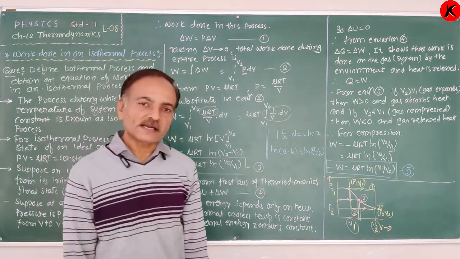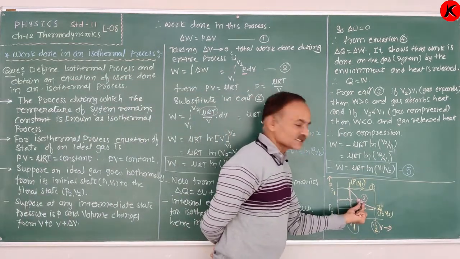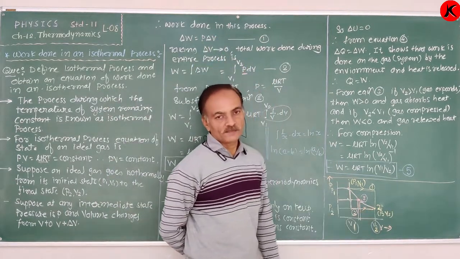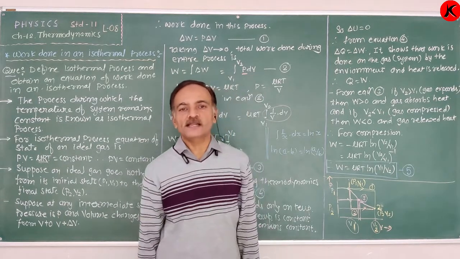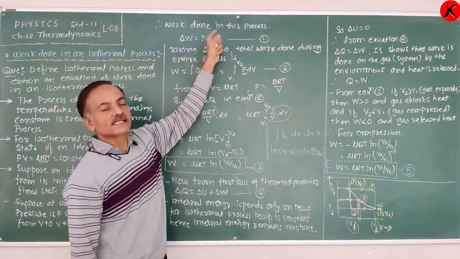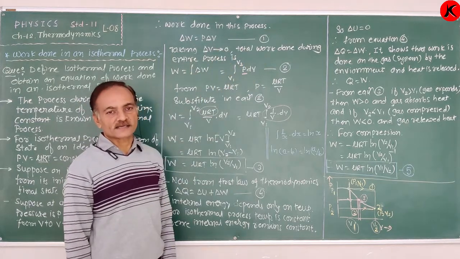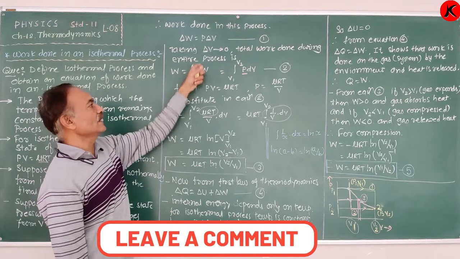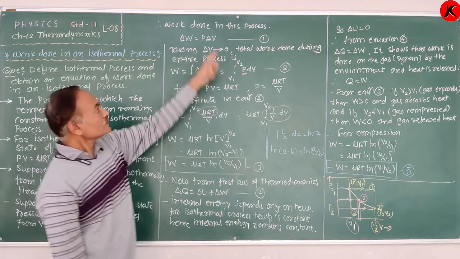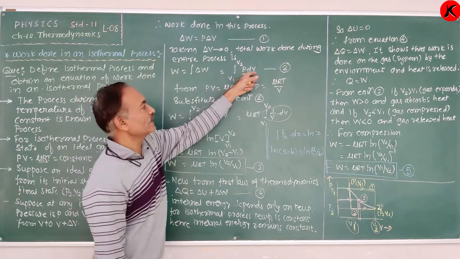How do we obtain the total work done? We obtain the total work done by taking the summation of the small work done for the small changes in volume. But here the change in volume is very small, therefore this summation is converted into an integration. Therefore, total work done W is equal to the integration of delta W. Substitute the value of delta W as P delta V. Therefore, integration P delta V.